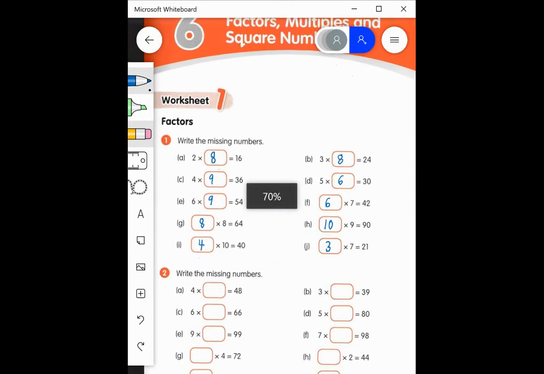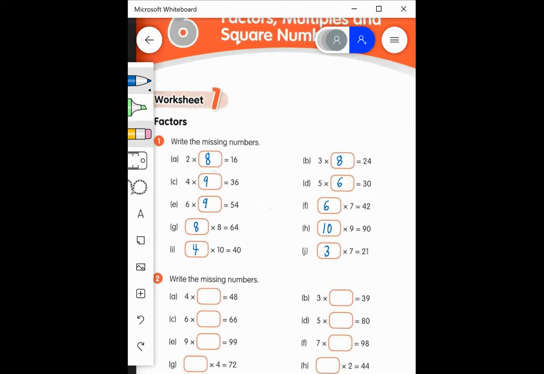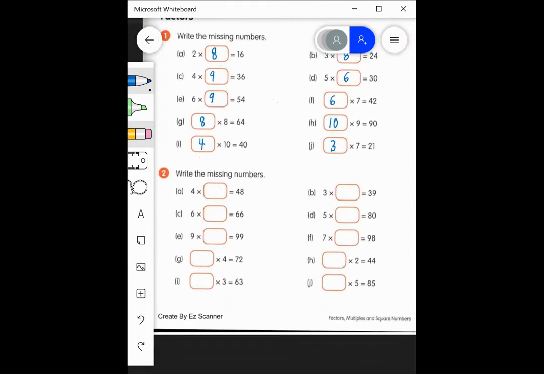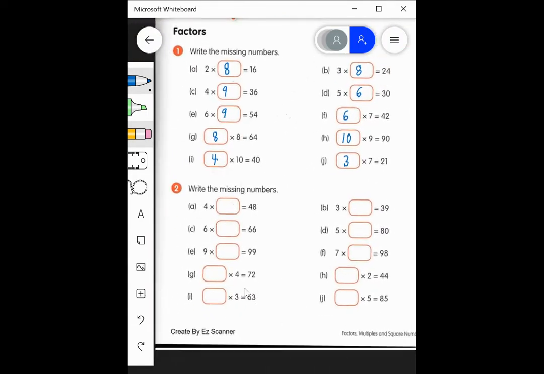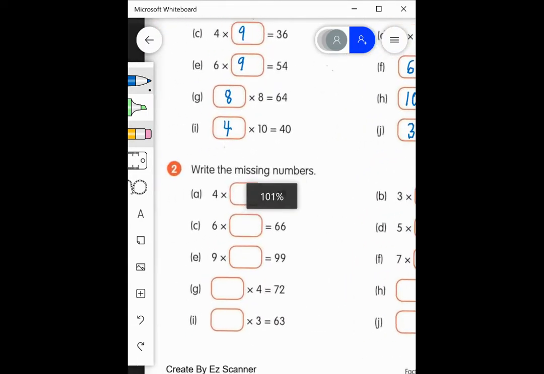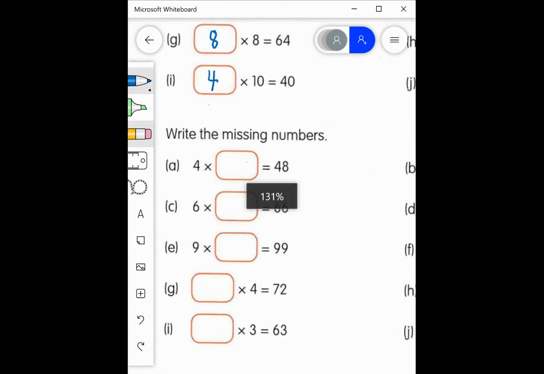All right, so that does it for section 1. There's your answers. And let's move on to section 2. All right, here it says write the missing numbers again. So let's go ahead and do that. Let's say that's 12. And on down the list, 11, 11, 18, and 21 times 3 equals 63.